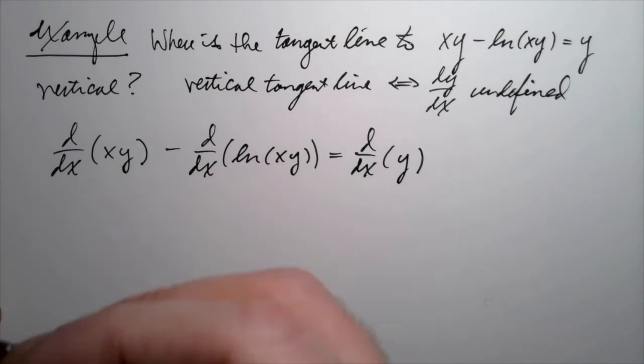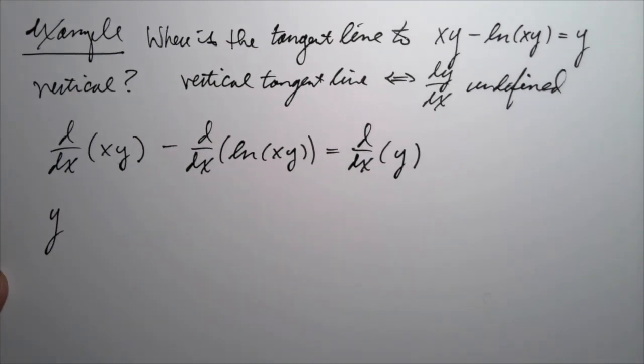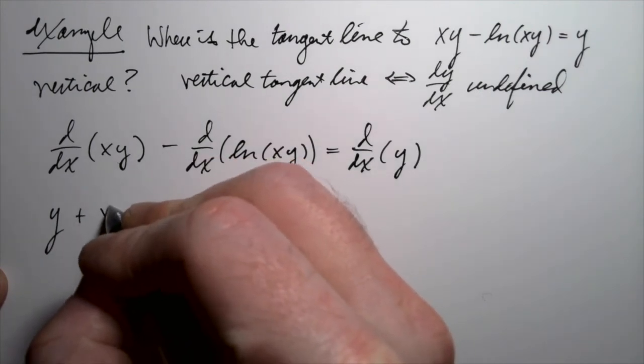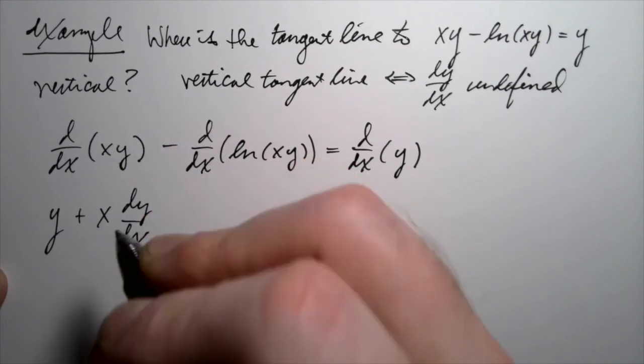Okay, derivative of x times y, that's using the product rule. We've seen that one before. Derivative of the first function times the second gives y. And then first function x times the derivative of the second will give dy dx.